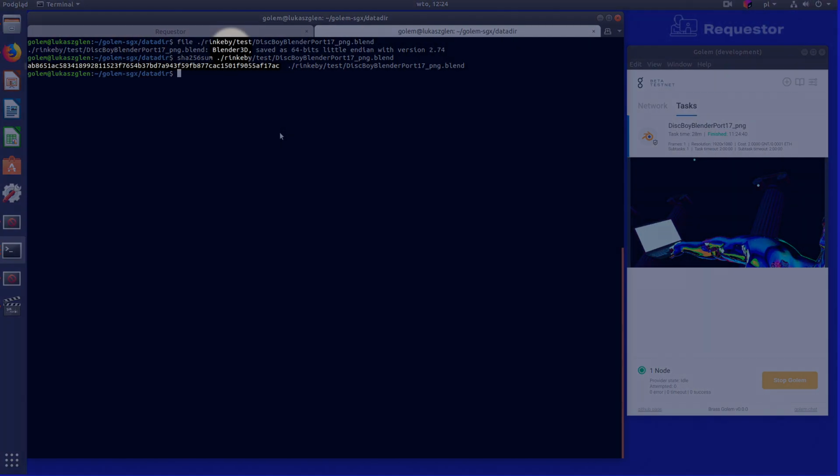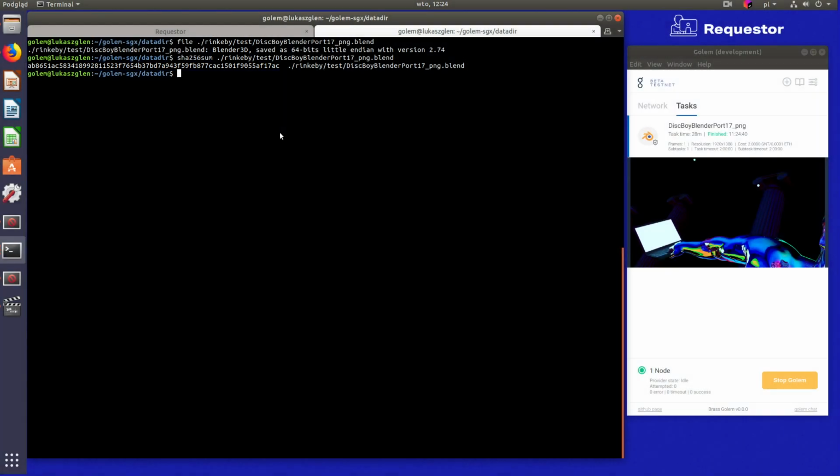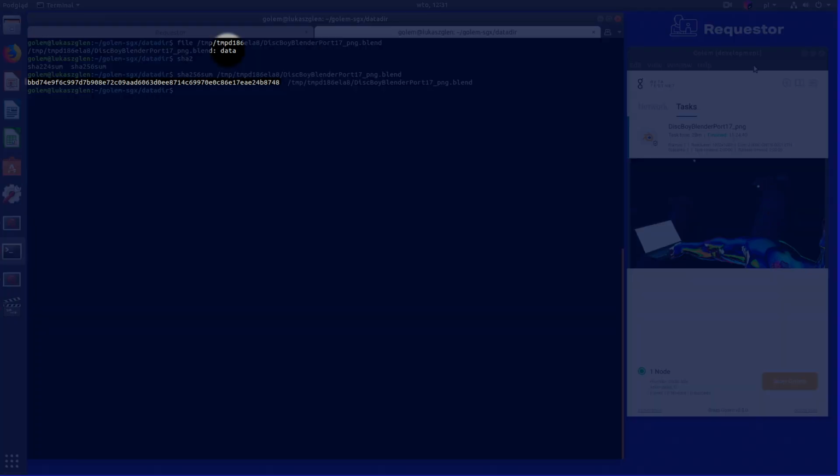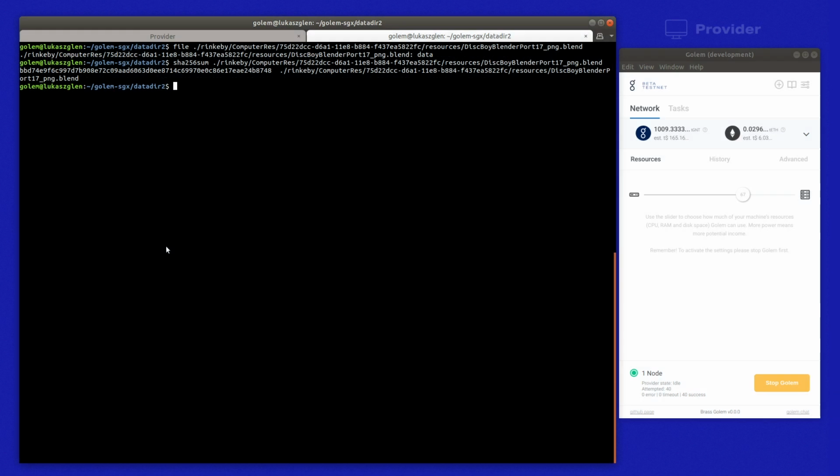The requester has unencrypted input data, the scene. He encrypts the scene with the symmetric key. The provider receives encrypted data and passes it to the Graphene-ng enclave. The enclave decrypts it with the symmetric key and performs computations.